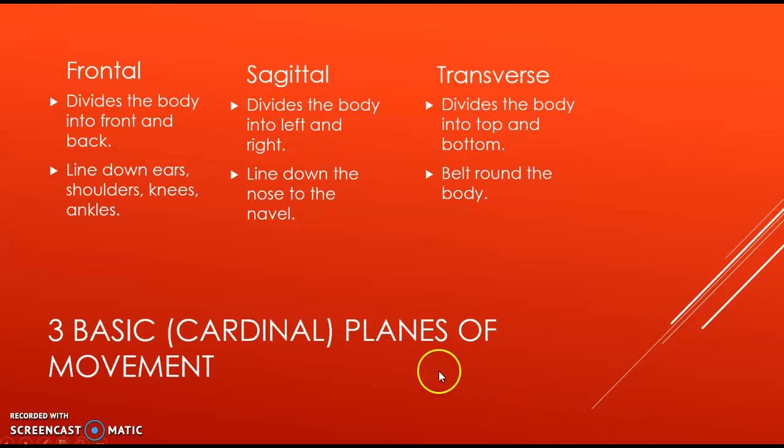So look at this in terms of divides the body into front and back, frontal, front and back, sagittal, right and left sides, SS, transverse, top and bottom, T and T. Real easy way to remember it. And visually, if you look at this, frontal goes down through the ears, through the shoulders, through the knees and the ankles on the side of the body. And if you look at sagittal, nose to belly button. And then transverse, think of like a belt around the body.